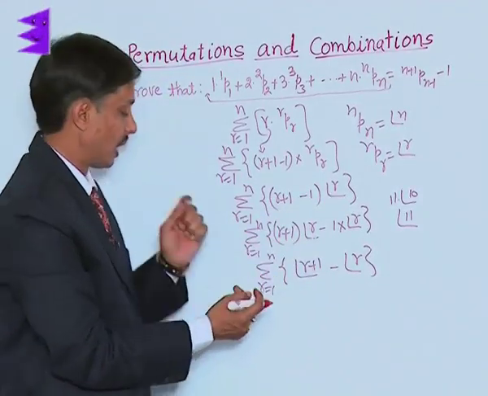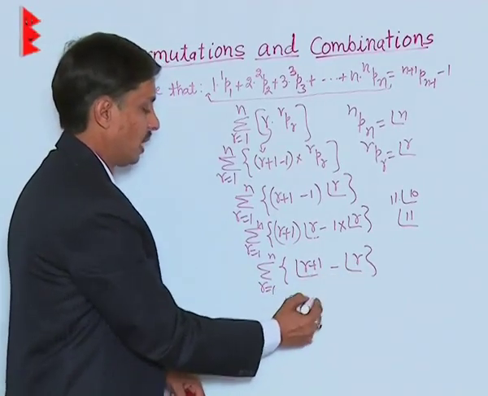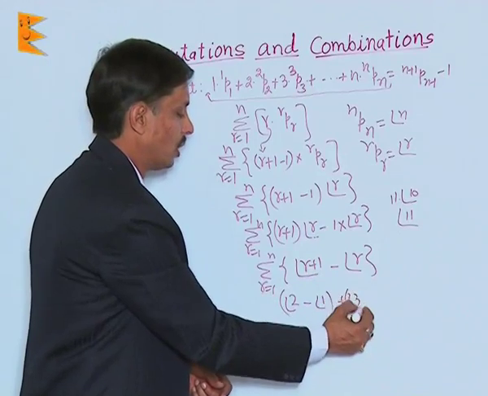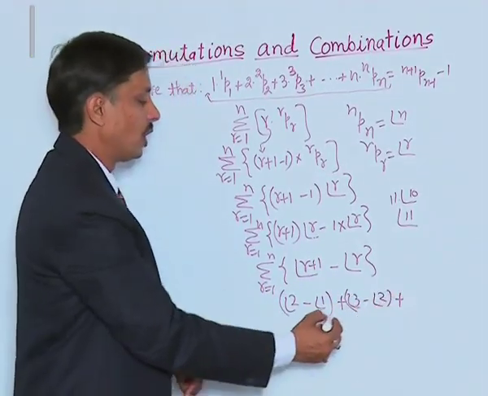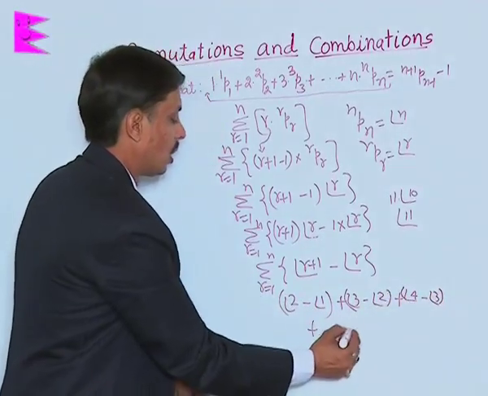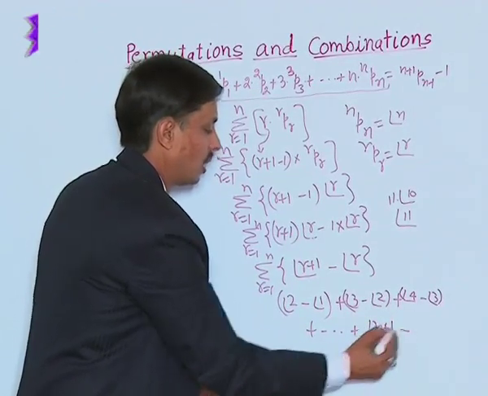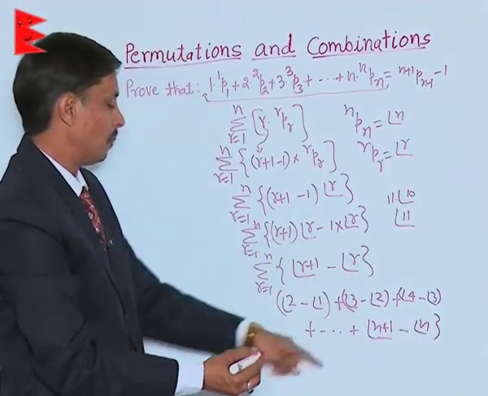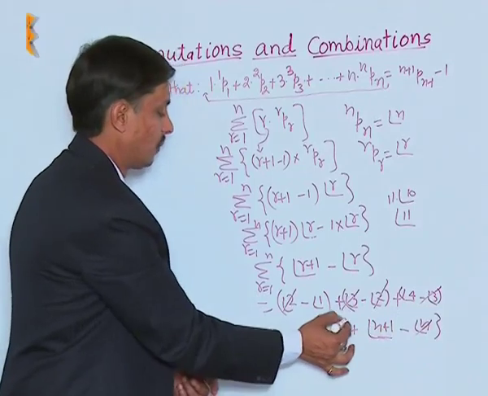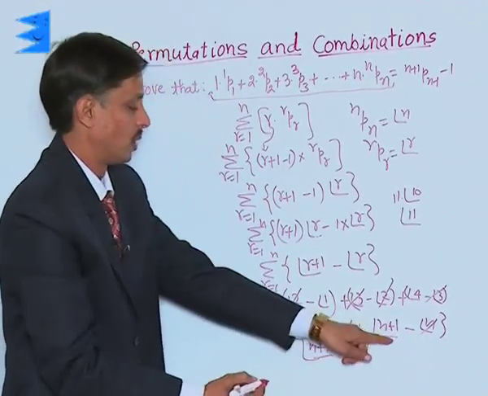Now I will expand it. On putting r equals 1, the first component will be factorial 2 minus factorial 1. If I put r equals 2, it will be factorial 3 minus factorial 2. If I put 3, I will get 4 factorial minus 3 factorial, plus dot dot dot plus, finally putting n, (n plus 1) factorial minus n factorial. After simplification, factorial 2 will be cancelled by this, 3 by this, 4 by this, and so on. You will be left with only factorial (n plus 1) minus factorial 1. Only these two values will be left.